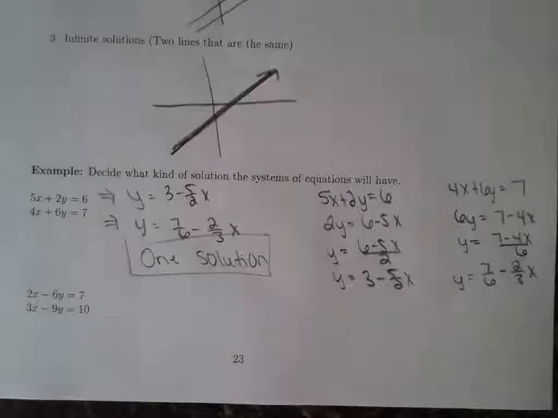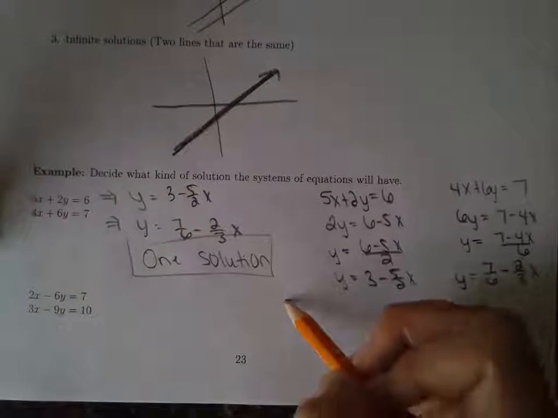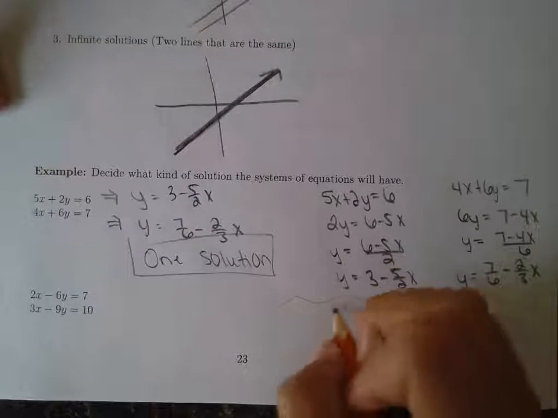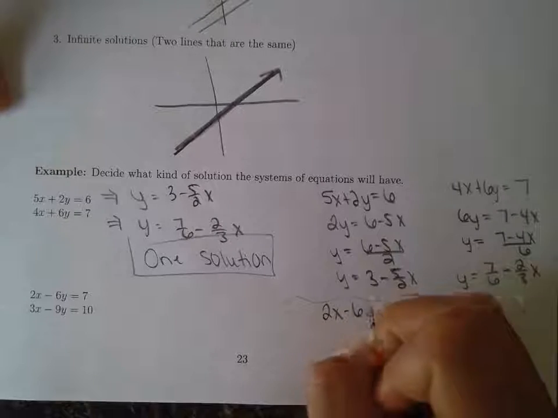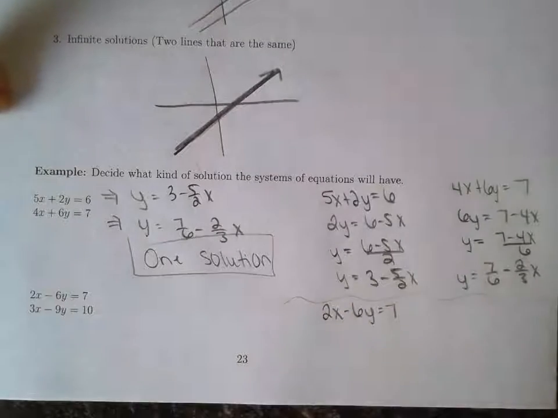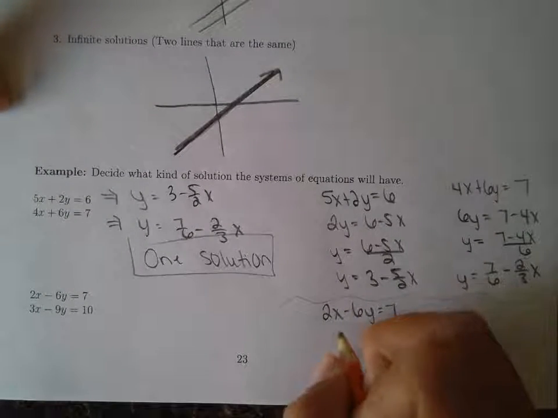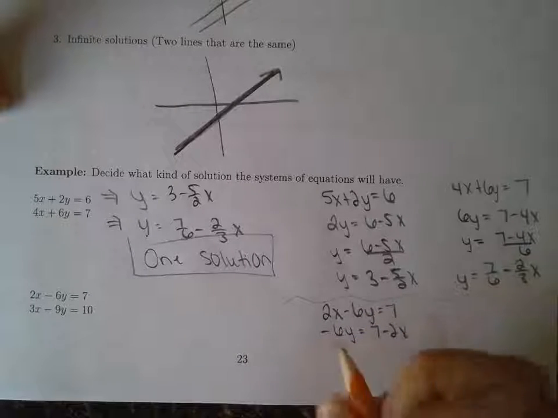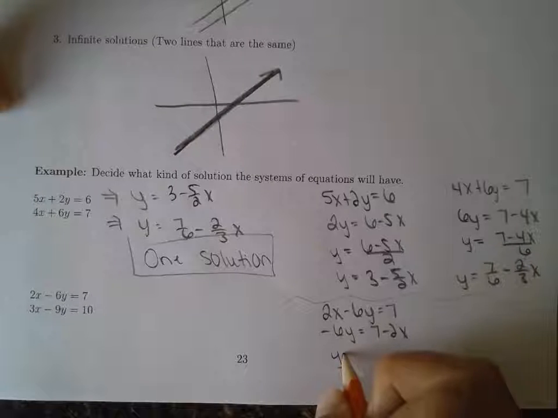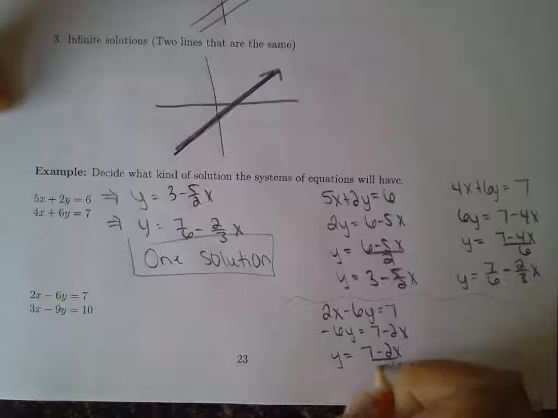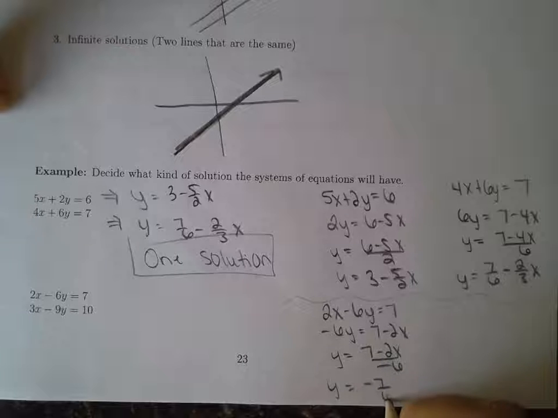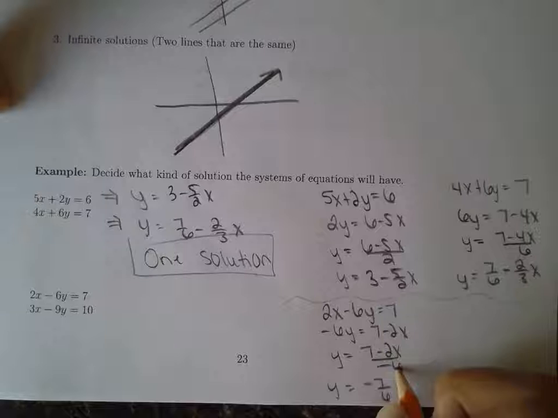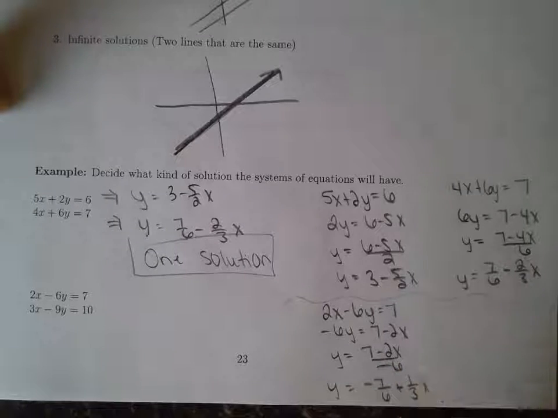Okay, bottom of page 23, I'm going to do the same thing. So I'm going to put a line here. I'm going to do the first one, 2x minus 6y equals 7. So solve for y. This would be minus 6y equals 7 minus 2x. Divide by negative 6. (7 minus 2x) over negative 6. So y would be negative 7/6 plus, I'm going to go ahead and reduce, that would be 1/3 x here.